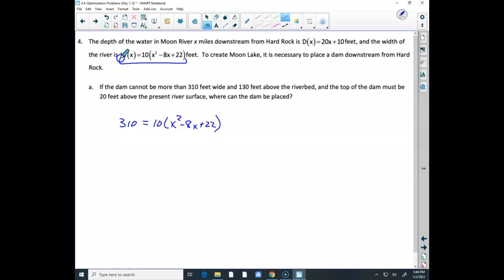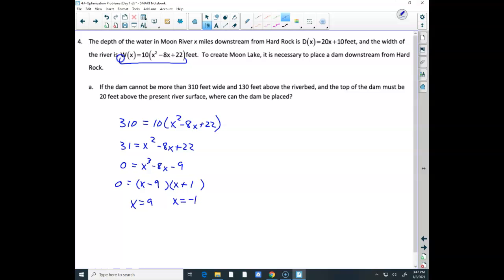So I'll divide by 10. I get 31 equals x squared minus 8x plus 22. And I need to find my zero, so I'm going to subtract 31 over. And that's going to give me a minus 9 here. So then I can find my zeros, and notice that's going to factor really nice for me. And I get x minus 9, and I get x plus 1. So what happens here is x equals 9 and x equals negative 1.